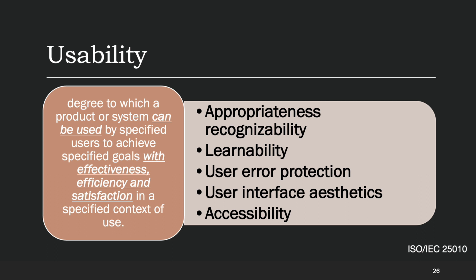Then we have operability, which is a degree to which a product or system makes it easy to operate. User error protection is another subcharacteristic, which is a degree to which a system protects users against making errors. And then we also have user interface aesthetics and accessibility, which is a degree to which a system can be used by a variety of different types of users.